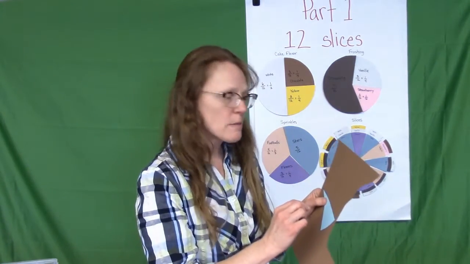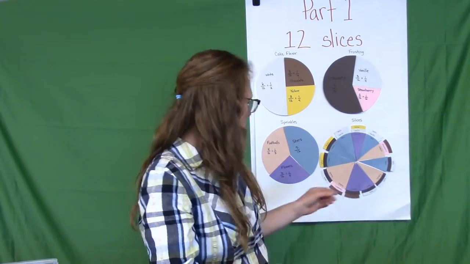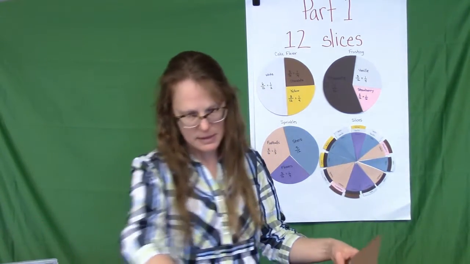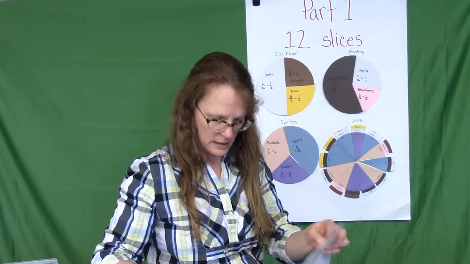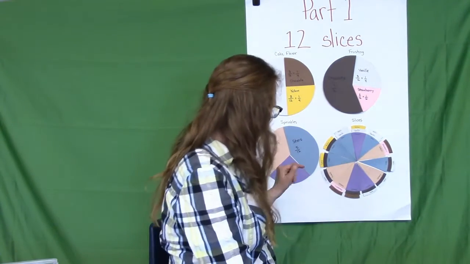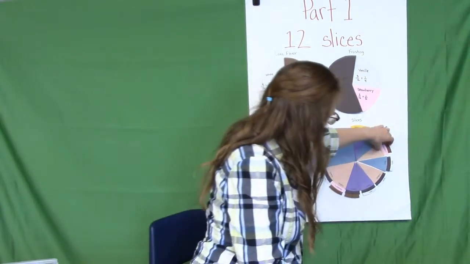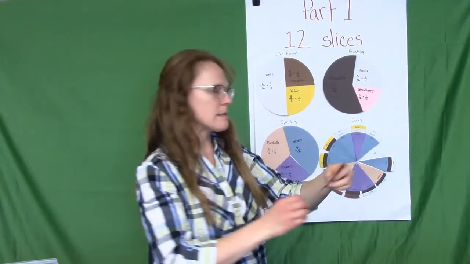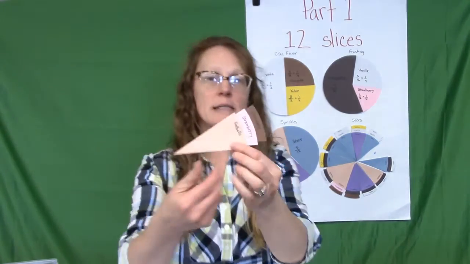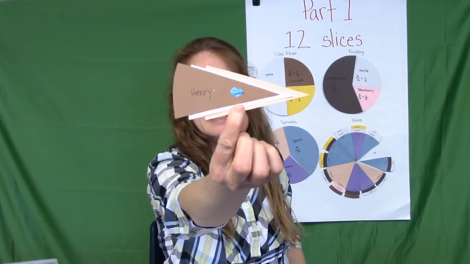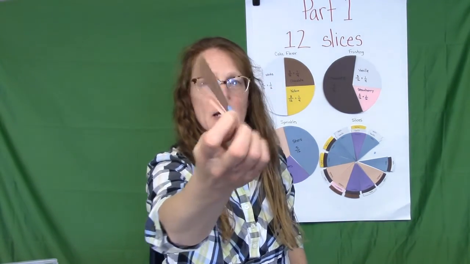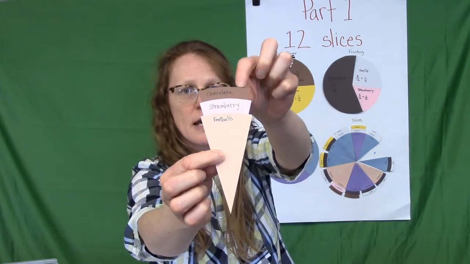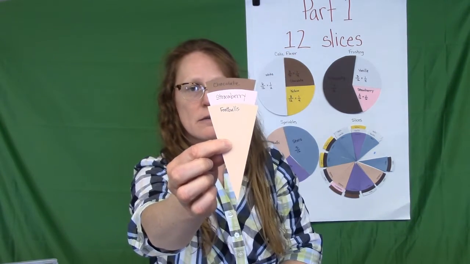So once you have them cut out, let me see if I can find Henry's. I have to see what Henry's piece looked like. Chocolate, strawberry, and footballs. So either this one is Henry's or the other one is Henry's. There's Henry's. So I know it's Henry's because I have written Henry's name on the back. And then if you look on the front of his piece, I have his chocolate cake and it's labeled chocolate.